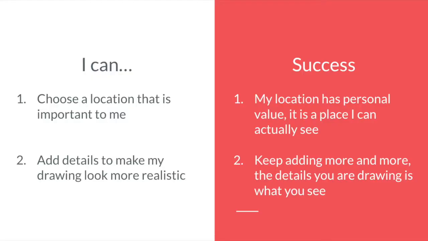We have two goals today. The first one is to choose a location that is important to you. So don't just choose something random. You want to be able to explain why this has personal value, why it makes you feel happy, why you like this place, and it needs to be a place you can actually see. I'll talk more about how to choose a location in just a second. Your second goal is to add details to make your drawing look more realistic. You need to draw the details that you are actually seeing and keep adding more and more.